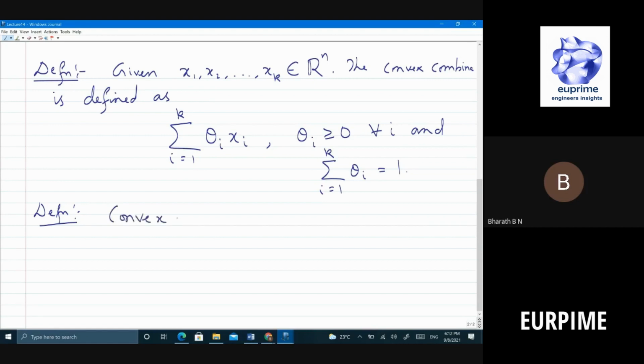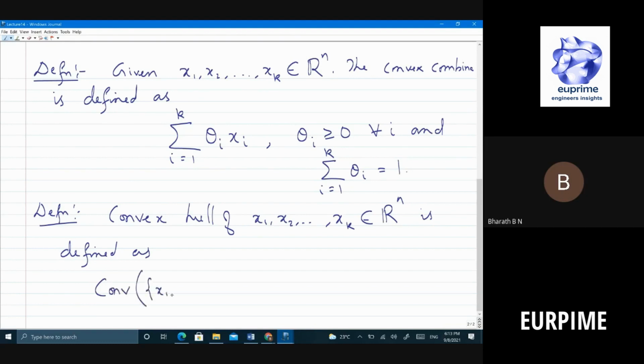Convex hull of x1, let's look at n points only, or k points, is defined as, well, I have to take all possible convex combinations of these k points and push that into the set, right? That's called the convex hull of this set x1 to xk, which is defined as, you look at all the convex combinations of these k points.